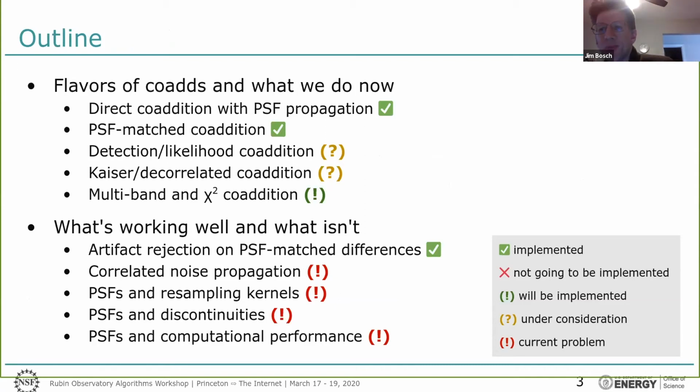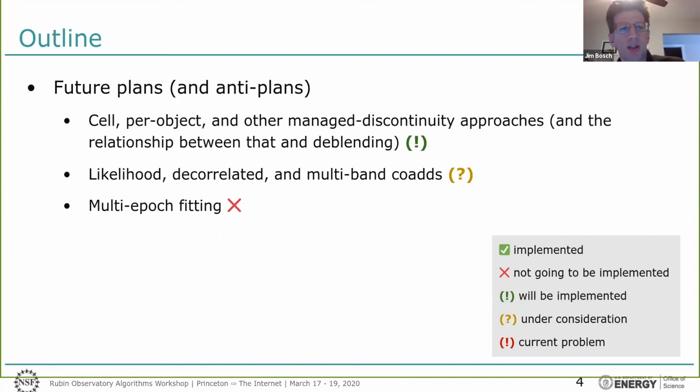All right, so the rest of this talk is sort of three sections. The first one is I want to talk about different flavors of coadds and what we do right now. This is introductory, a little bit more pedagogical. Then I want to talk about what's working well in our pipelines and what isn't working well. A lot of these are just the problems that come up when you get to a certain level of sophistication. You encounter problems at the next level of sophistication. And then finally, I want to talk about our future plans, including one prominent anti-plan, something that we've talked about doing in the past but no longer plan to do.